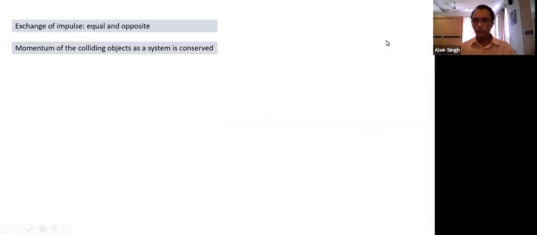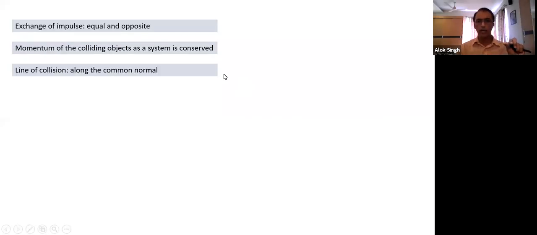I think one more thing we'll add is the definition of coefficient of restitution. That completes more or less the theory part. The rest is simple application of the laws of mechanics and coefficient of restitution. To understand coefficient of restitution, let's first understand what the line of collision is.